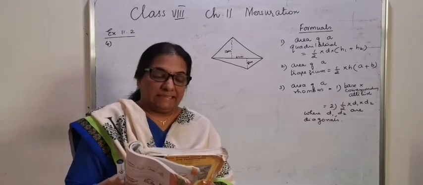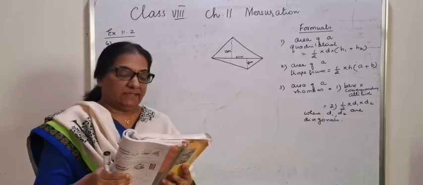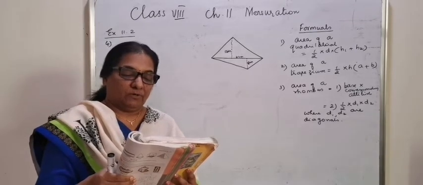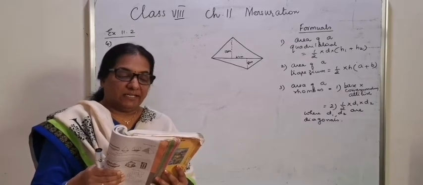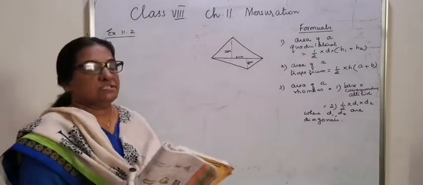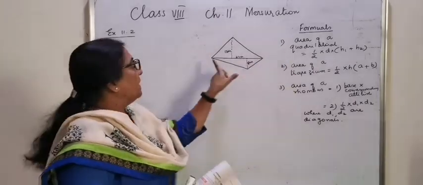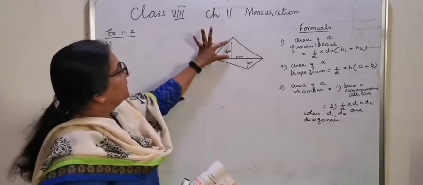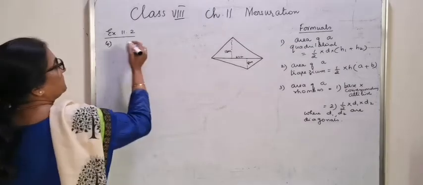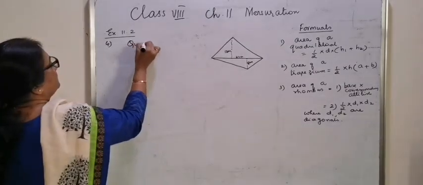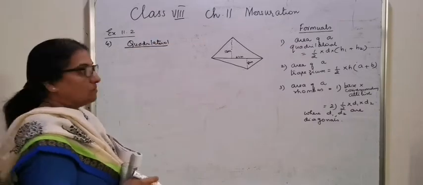Question number 4. The diagonal of a quadrilateral shaped field is 24 meter and the perpendiculars dropped on it from the remaining opposite vertices are 8 meter and 13 meter. Find the area of this field. As we have discussed here, area of any quadrilateral is half into diagonal into H1 plus H2. So, in this particular figure, this is a quadrilateral. We identified the figure as a quadrilateral.